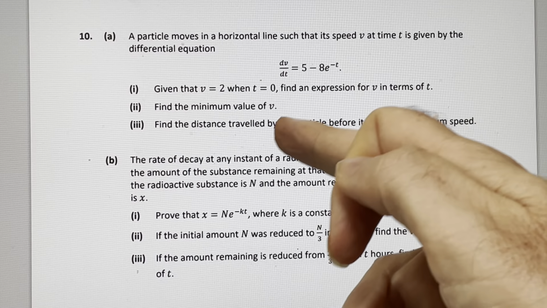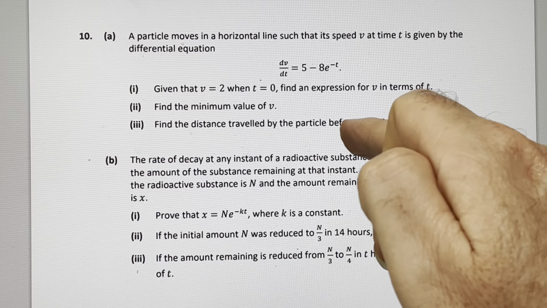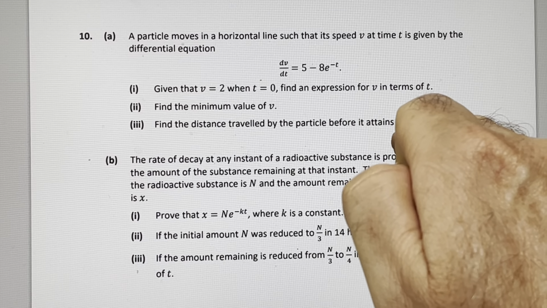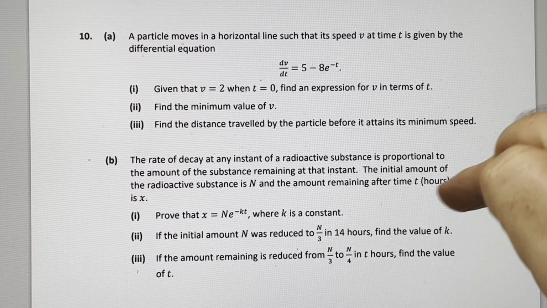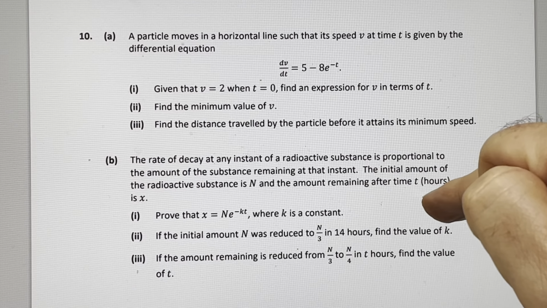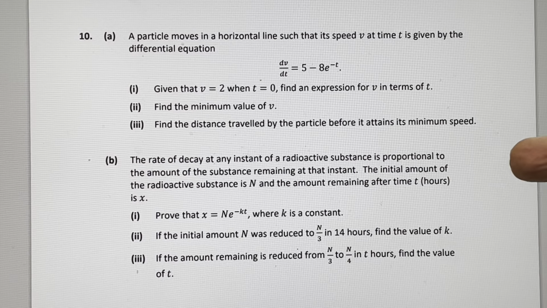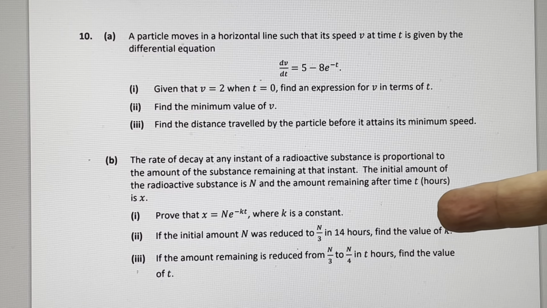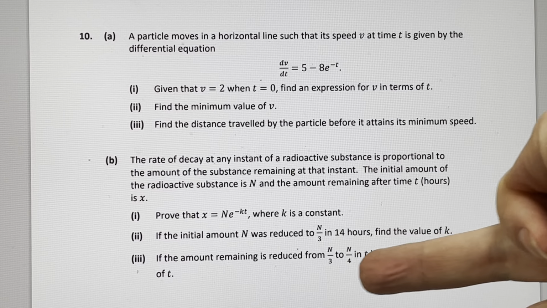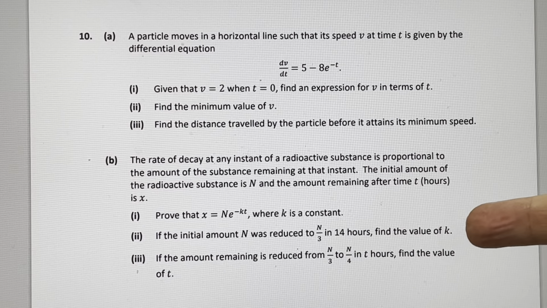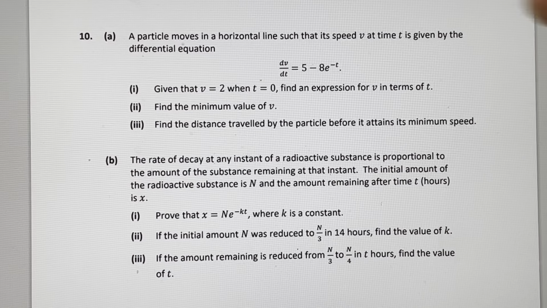All right, find the distance travelled by the particle before it attains maximum speed. Okay. There's always an exponential then, so pretty used to this. Proportion the amount of substance remained. And yeah, radioactive decay, a bit like the physics again. Okay, find the value of K. That should be okay. Yeah.